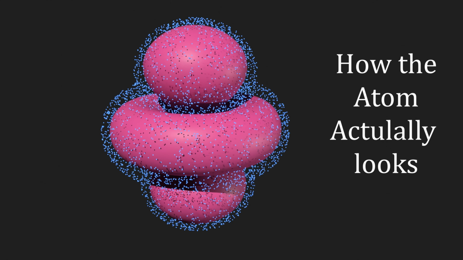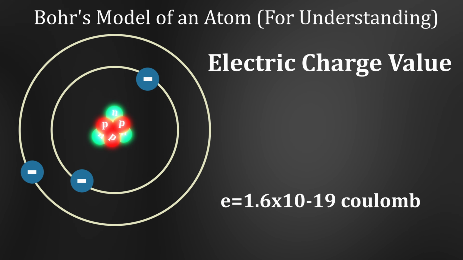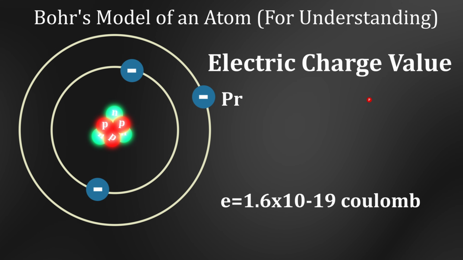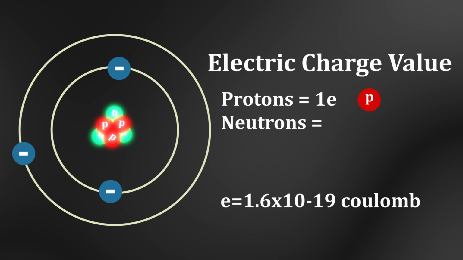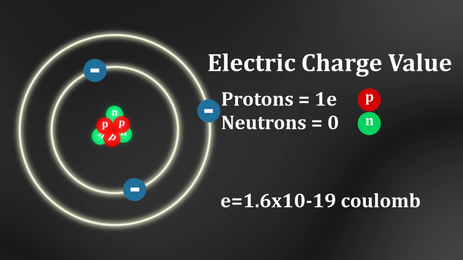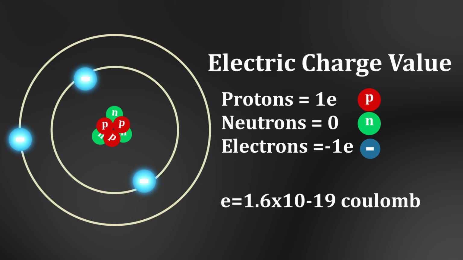Now that we have a hang of charges and what they are, let's try to understand what an atom is. Atoms basically have a nucleus in the center which contains a positively charged proton and a neutrally charged neutron. And on its shells, we have the electrons, which are negatively charged.